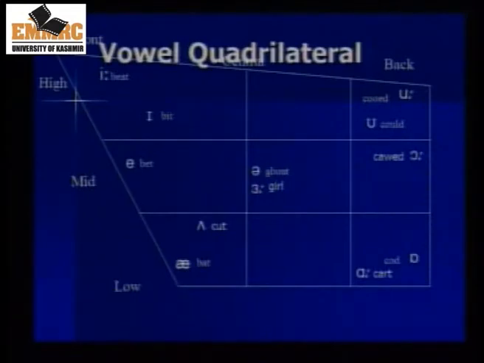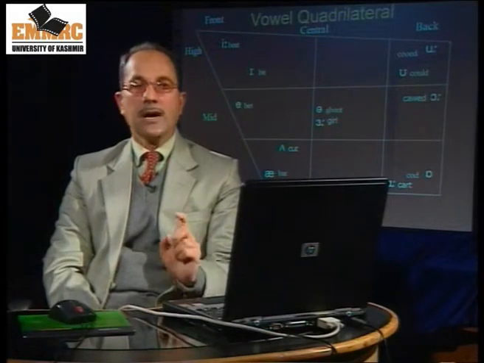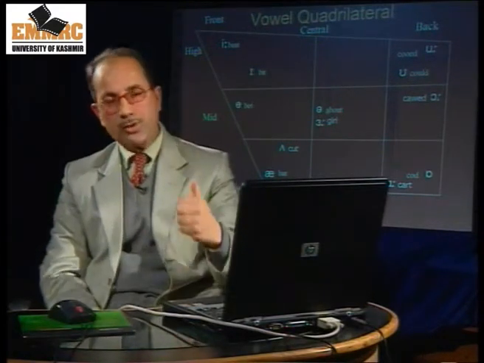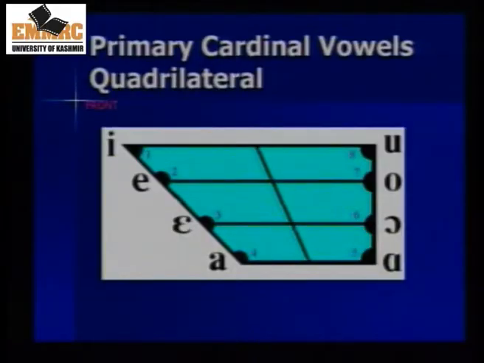Is longer. So if you look at this quadrilateral diagram, you can see there are vowels on the front side, there are vowels on the back side, there are vowels in the central position. But remember that in comparison to cardinal vowels that you saw in the last lecture, these vowels are neither as front as cardinal vowel number 1 to 4, nor as back as cardinal vowel numbers 5 to 8.